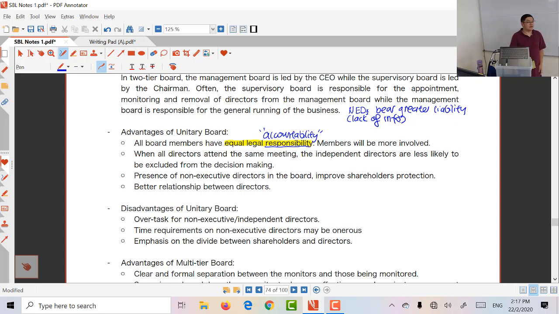How do you defend yourself? Are you going to bring in evidence and say, oh yeah, I objected. I did my job, I objected. Now, how do you prove you objected about something? Minutes. The minutes must have your statement, like so-and-so has said.